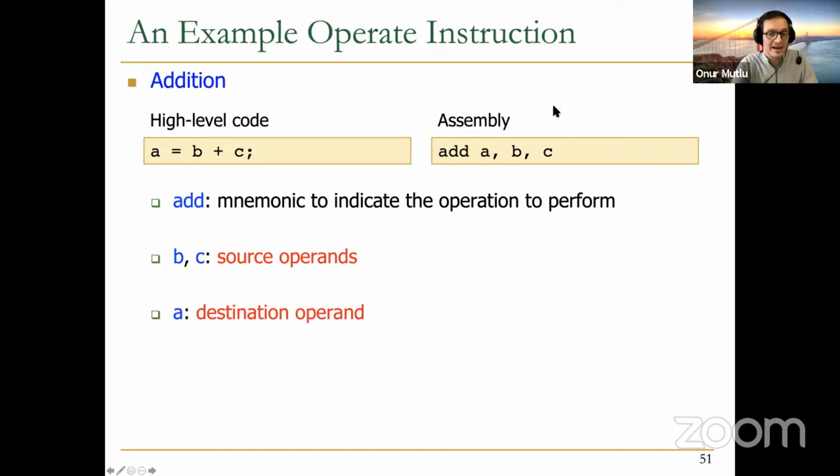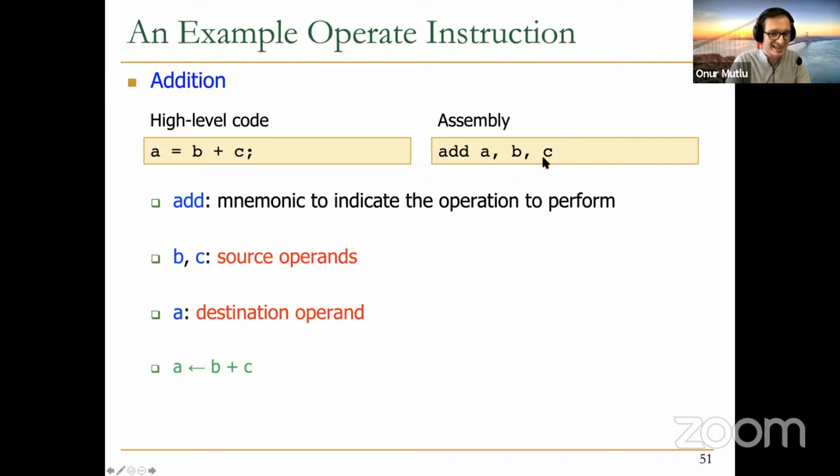So these are called operands, as you see over here. And this is the semantic specification of the instruction. A gets the value of B plus C, okay? Now, we map the variables to the registers. There's later a mapping of the variables to registers.